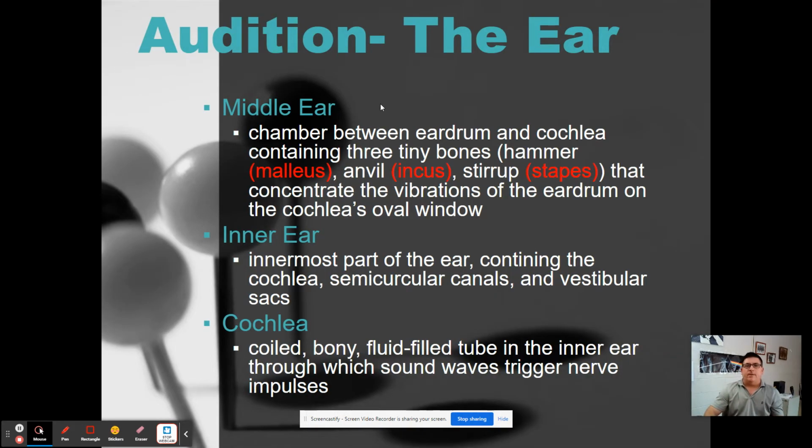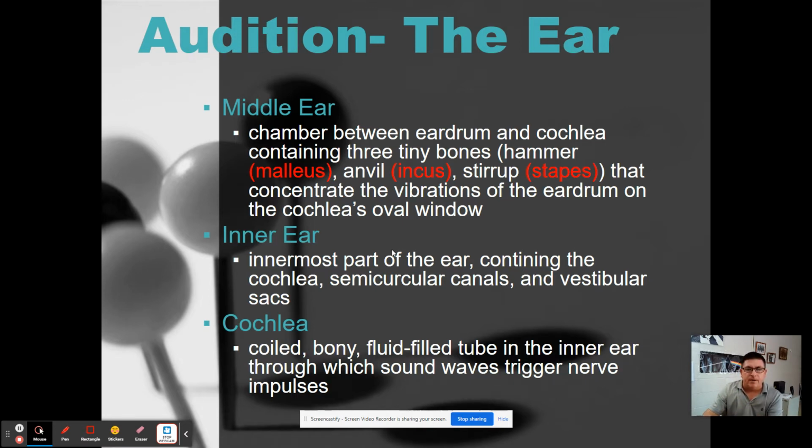The middle ear. The outer ear focuses all that sound. You see my big old ear here? It's pretty big. It focuses all that sound energy into the middle ear, where you have basically a little drum set in there. Bones, hard bones, the hammer, anvil, and stirrup. They concentrate vibrations of the eardrum on the cochlea's oval window.